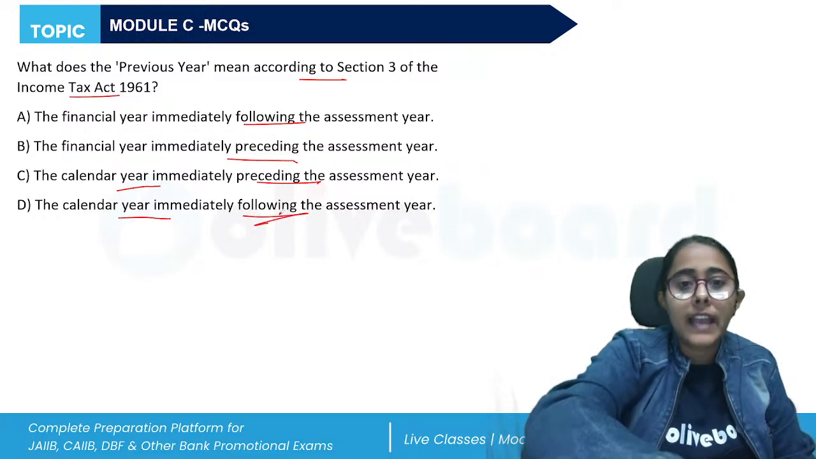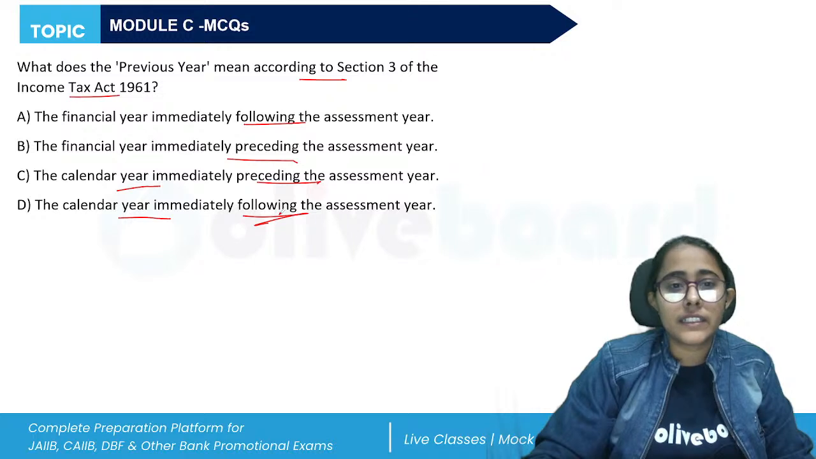Which of the following is characterized as the previous year in the Income Tax Act? It came into force from April 1st, 1962, extends to the whole of India. All of these things we already know. On the basis of the residence, on the place of source of income.